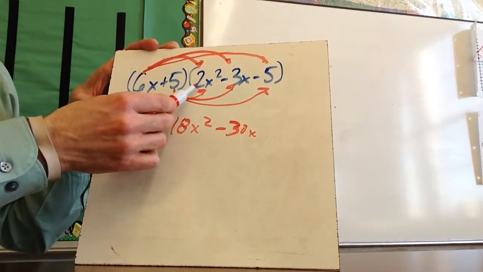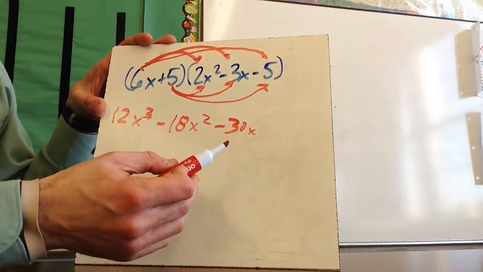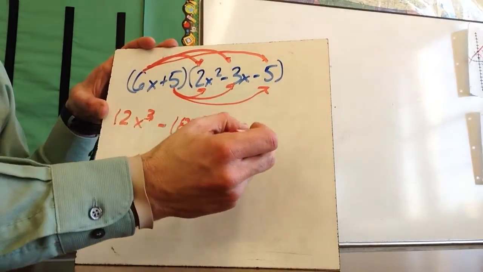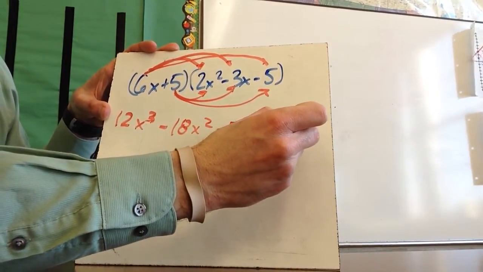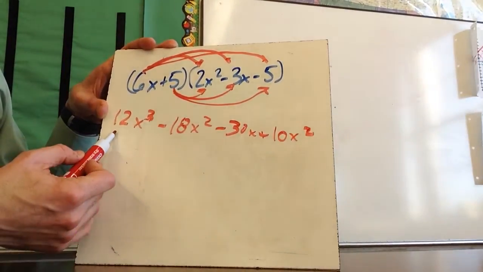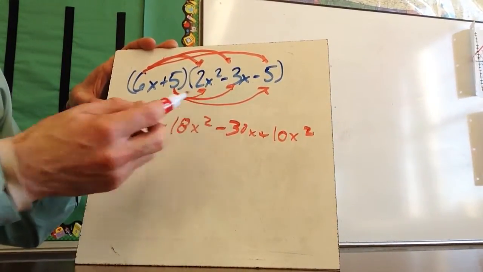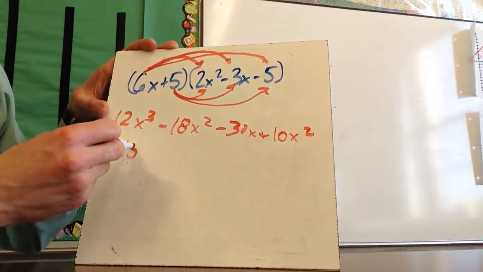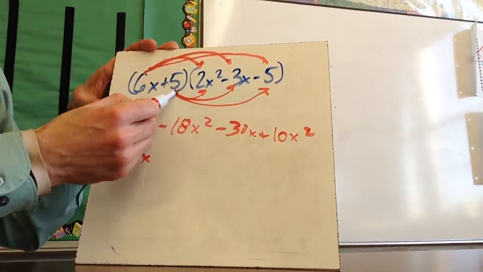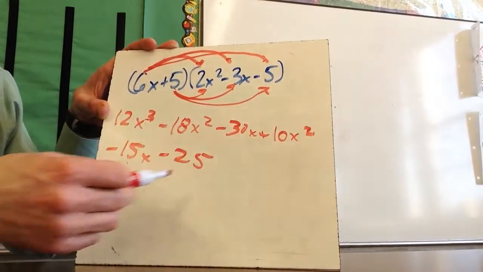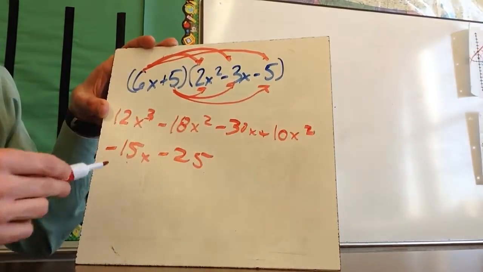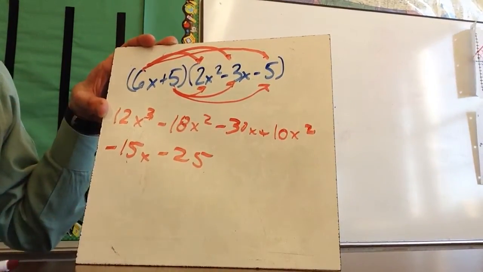Now I'm going to the 5. 5 times 2x squared is positive 10x squared. I'm going to run out of room, so I'm going to end up putting this down here. 5 times negative 3x is negative 15x. And then 5 times negative 5 is negative 25. Keep in mind this is all one solid line, right? So it just kind of jumps from there to there. We're not necessarily subtracting top to bottom.